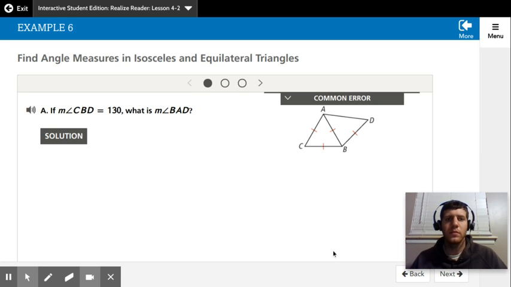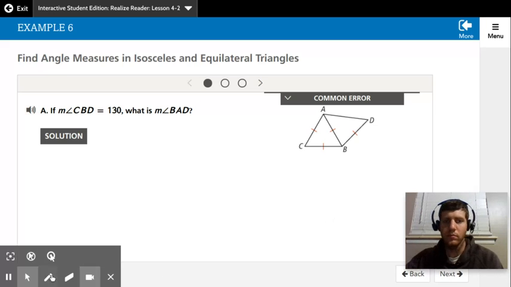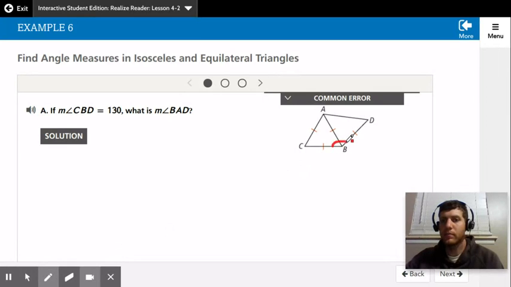Example 6 wants us to find the measures of different angles in isosceles and equilateral triangles. So the first one here, example A, says if the measure of angle CBD is 130, what is the measure of angle BAD? Okay, so CBD would be this big angle here, and it is going to be 130. So I'll put it on the outside here, kind of.